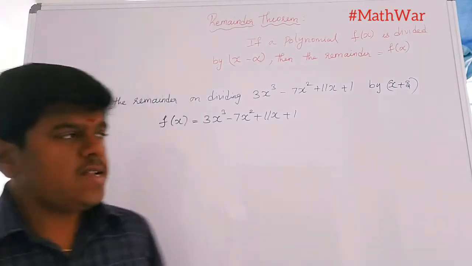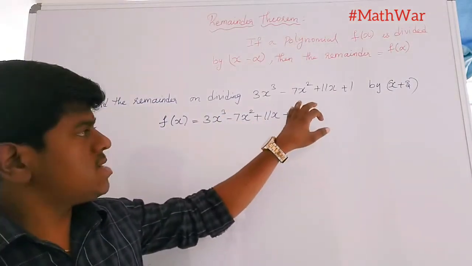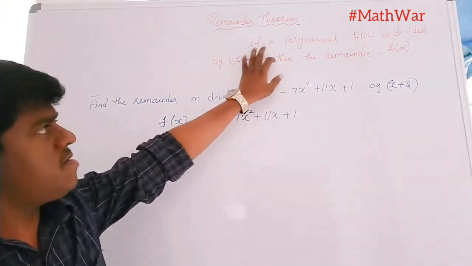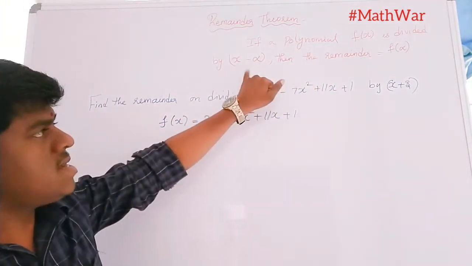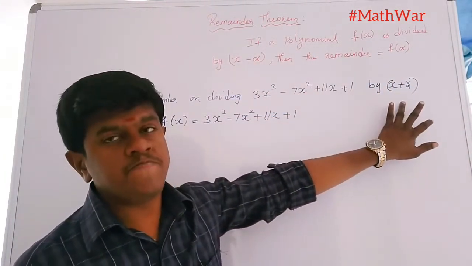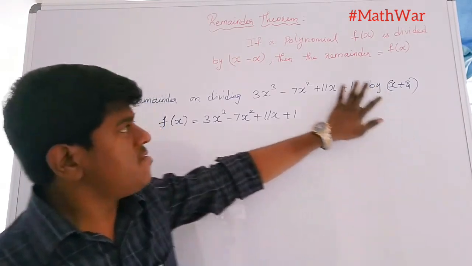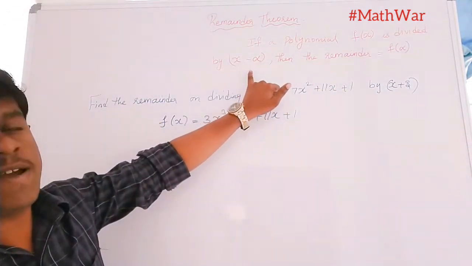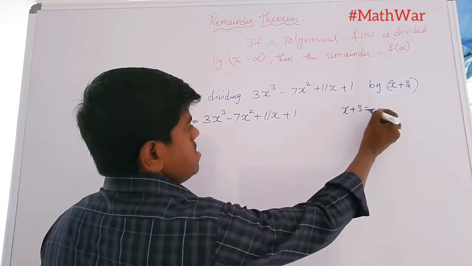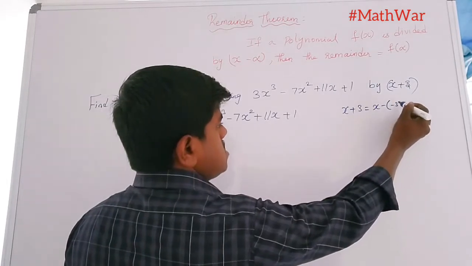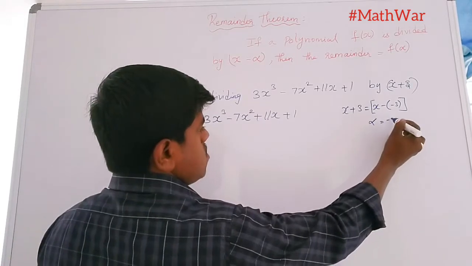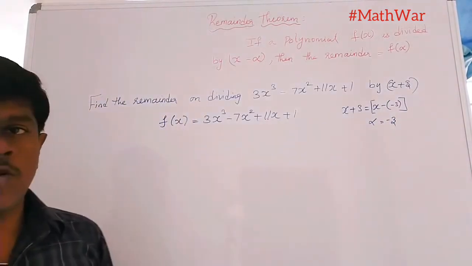Next question. Find the remainder on dividing 3x cubed minus 7x squared plus 11x plus 1 by x plus 3. As per the definition, if f of x is divided by x minus alpha, then the remainder is f of alpha. But here you have x plus 3, so we should write it as x minus alpha. So x plus 3 can be written as x minus of minus 3. Now it looks like x minus alpha. Here alpha is equal to minus 3.